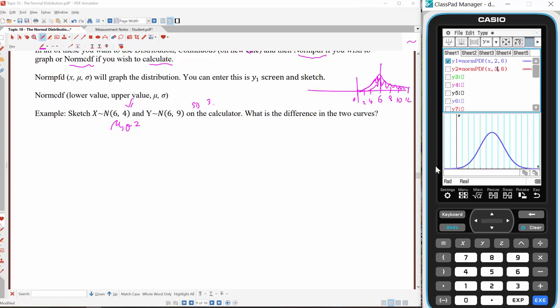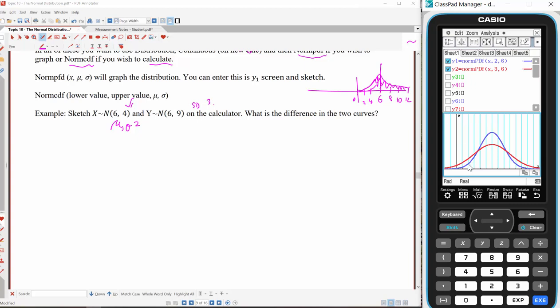What it's going to do is stretch it out: a bigger spread, higher standard deviation, with the expected value still at 6. So what I'm expecting is a curve that is more spread out with its highest value lower. All right, let's see if that comes to fruition.